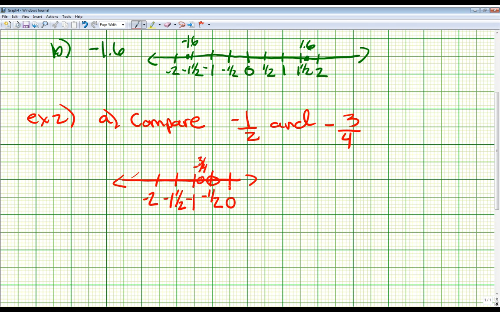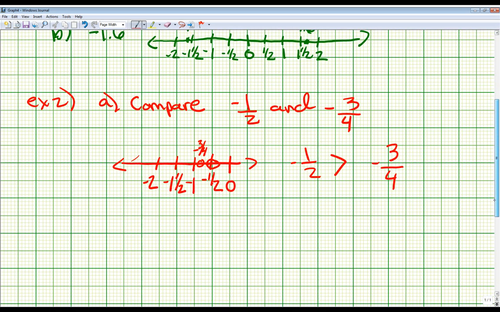So remember, when we're trying to figure out which one's bigger and which one's smaller, if the number is closer to the right, it's going to be bigger. So our negative 3/4 is smaller than negative 1/2. So when I'm putting in my sign between these two items, negative 1/2 is going to be farther to the right, so it is a greater number than negative 3/4. Even though the fractions look bigger, because these negative signs are on them, the negative 1/2 is actually a bigger number than negative 3/4.